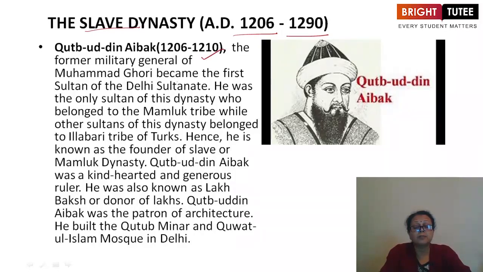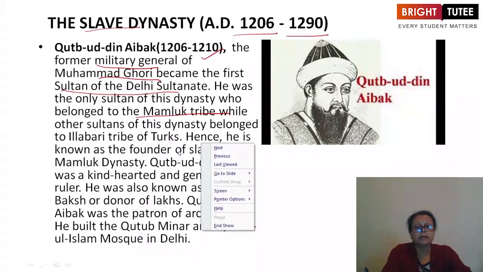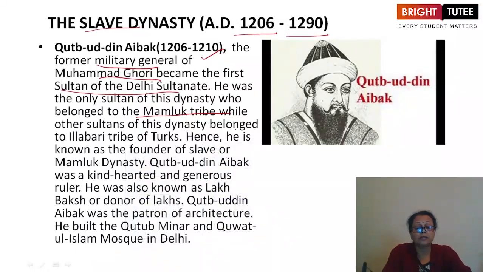He was a former military general of Muhammad Ghori. He became the first Sultan of the Delhi Sultanate. He was the only Sultan of this dynasty who belonged to the Mamluk tribe, while the other Sultans of this dynasty belonged to the Ilbari tribe of Turks. Only this ruler was from the Mamluk tribe.